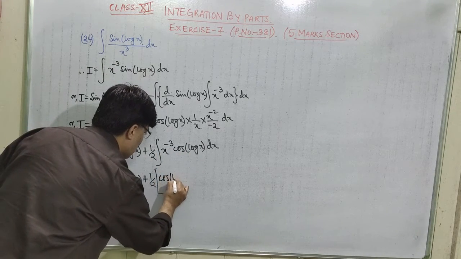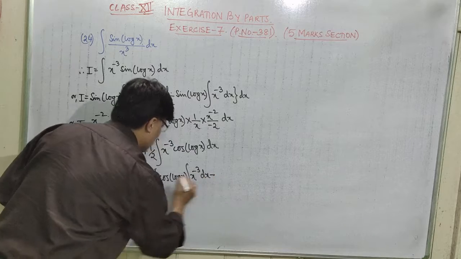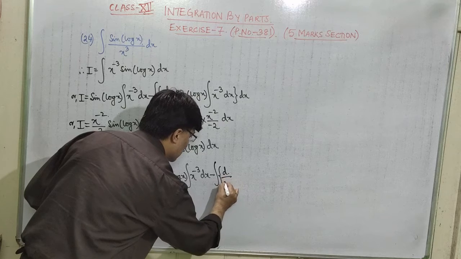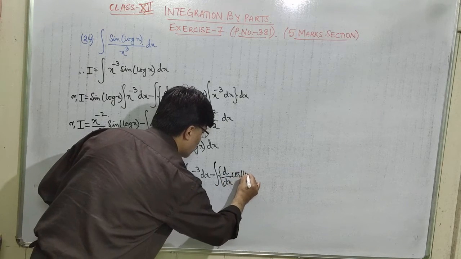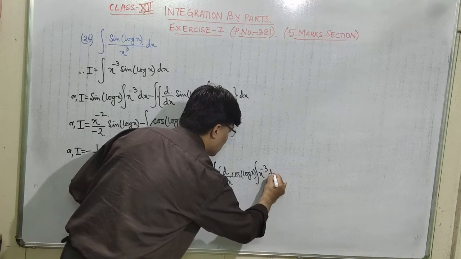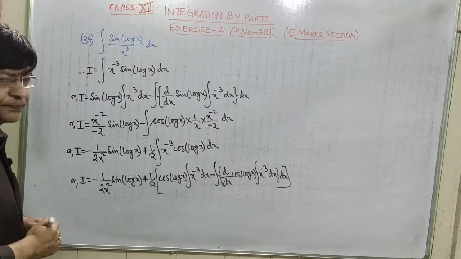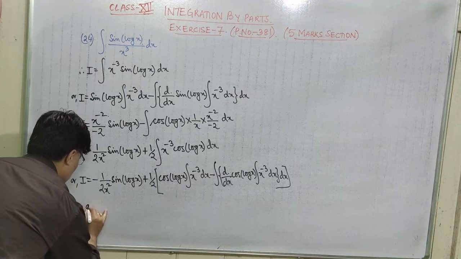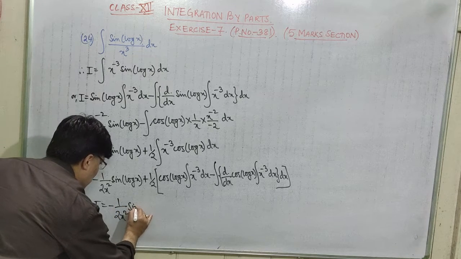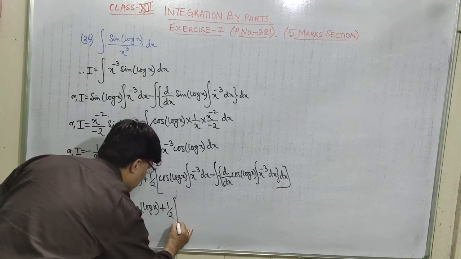So here cos of log x is the first function, then integration of x to the power minus 3 dx, then minus sign, integration of second bracket d/dx of cos of log x, then integration of x to the power minus 3 dx, second bracket closed, dx, then third bracket is closed. Okay, so I is equal to minus 1 by 2x square, this is your sine of log x, right? Plus half. Then within third bracket, what do we write?